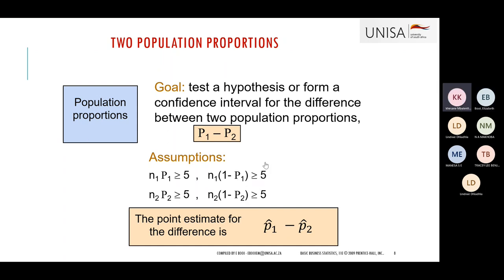Sorry. So these are also what we call the sample statistics, which will be the sample proportion one minus the sample proportion two, but they are just a point estimate for the difference between the two samples.